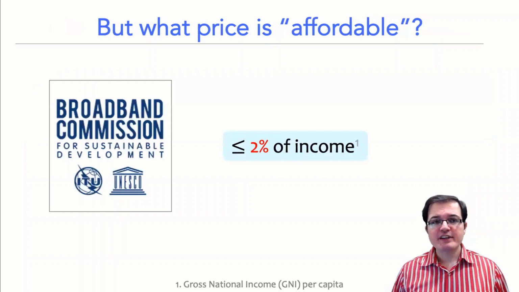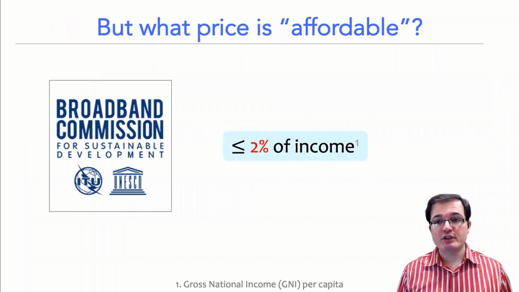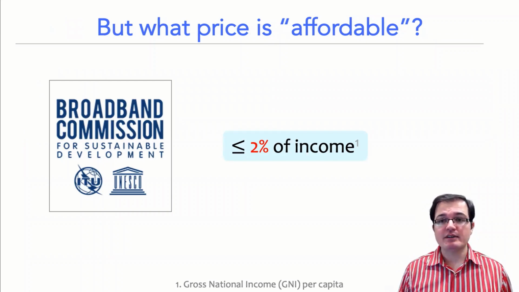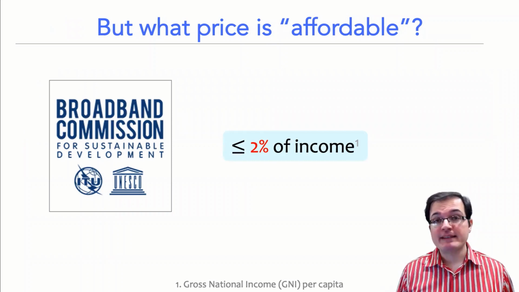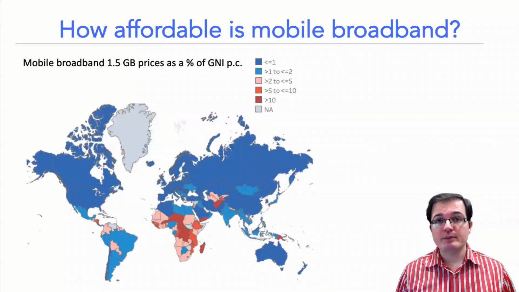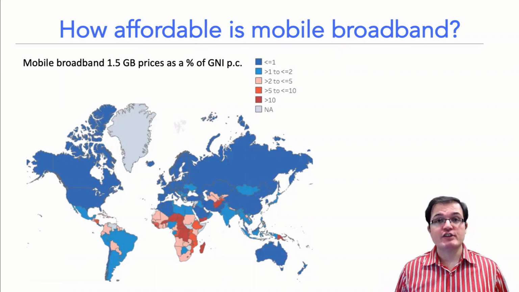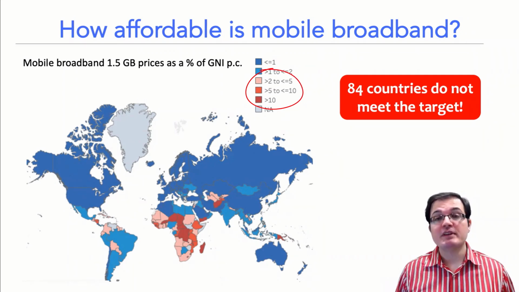But what price of mobile broadband is affordable? The United Nations Broadband Commission for Sustainable Development has set the target for affordable broadband services at 2% or less of monthly per capita income in a country. Here is the geographical distribution of the price of a 1.5 gigabyte mobile broadband plan as a percentage of the average income across countries in the world. According to the International Telecommunication Union, 84 developing countries do not meet the affordability target.